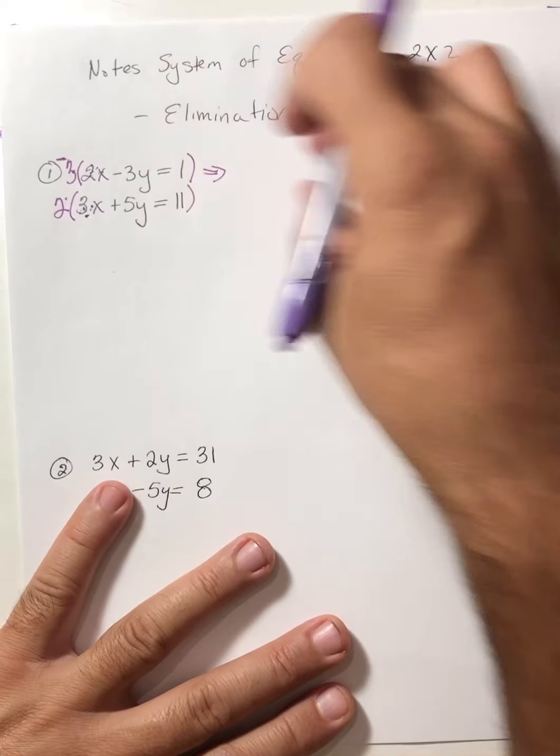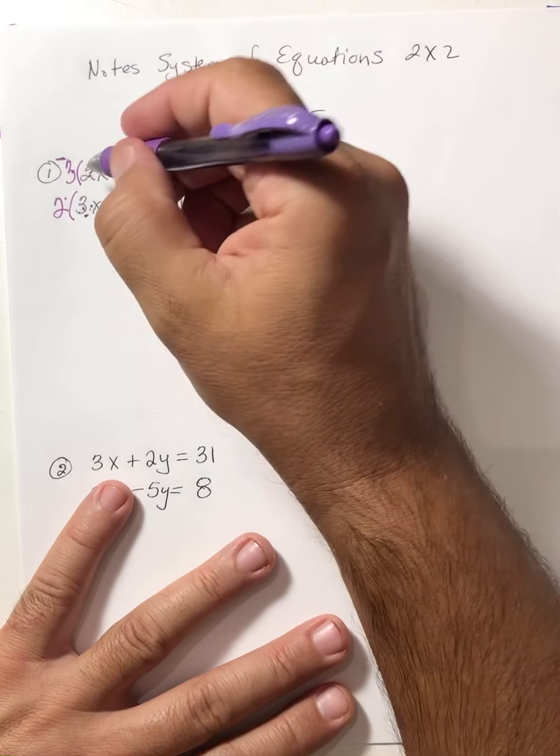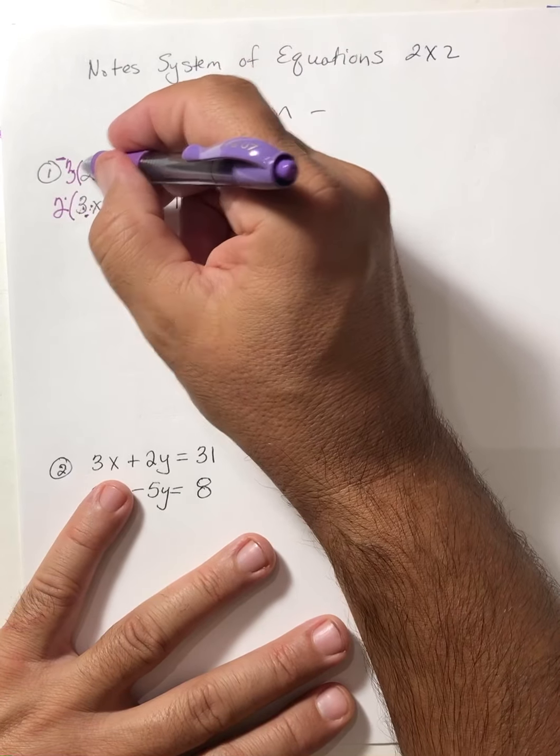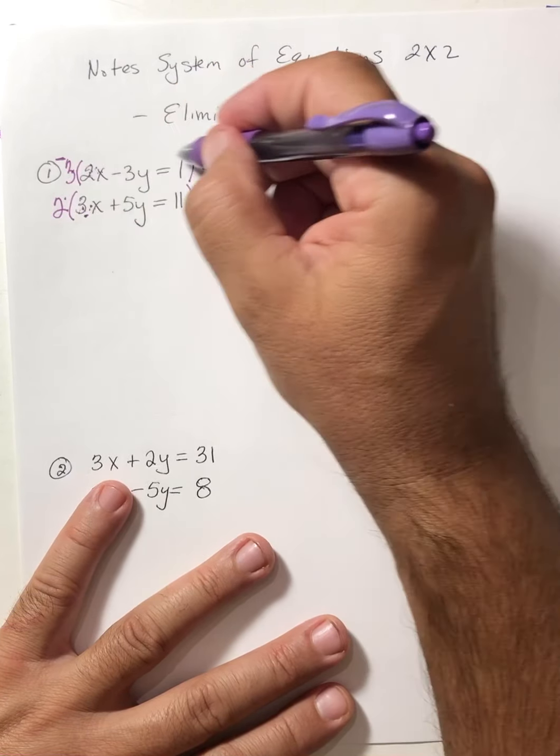And I'm going to work horizontally, then down. So I'm going to distribute my negative 3. Remember, multiply everything by negative 3. So I have a negative 6x, a plus 9y equals negative 3. So I multiplied everything by a negative 3. Now down here, I'm going to multiply everything by the 2.